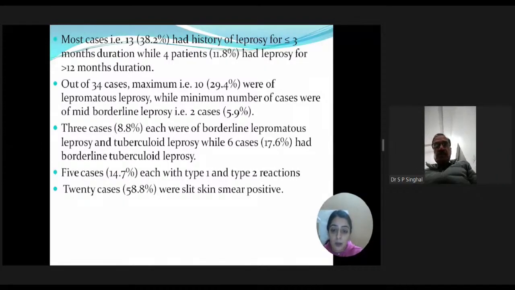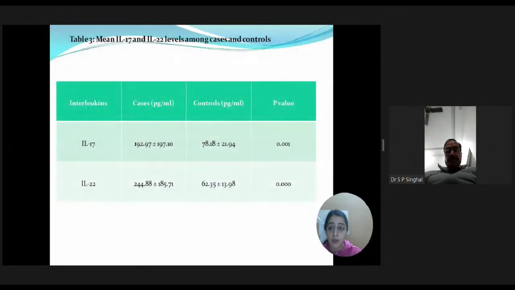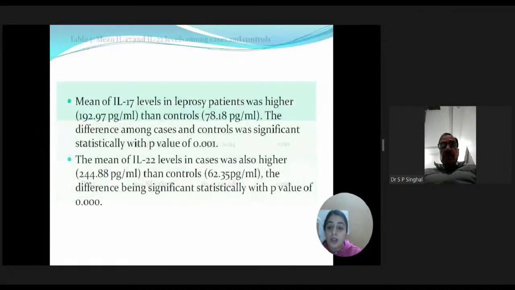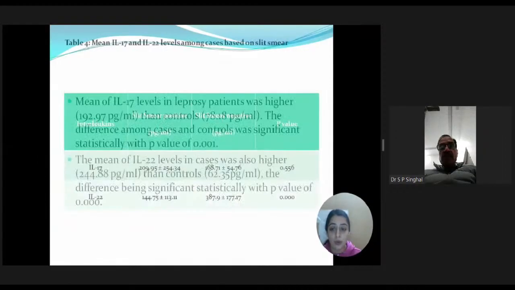Then we divided on the basis of types of leprosy. So 10 cases were reported of lepromatous leprosy, 5 each of type 1 and type 2 reaction, and 20 cases were slit skin smear positive. So mean interleukin 17 and 22 levels were also assessed among cases and controls. These are the values. Interleukin 17 as well as interleukin 22 were raised in cases as compared to controls. Interleukin 17 was 192 picogram per ml and 22 was 244 picogram per ml. So there was statistically significant difference when it was compared to controls.